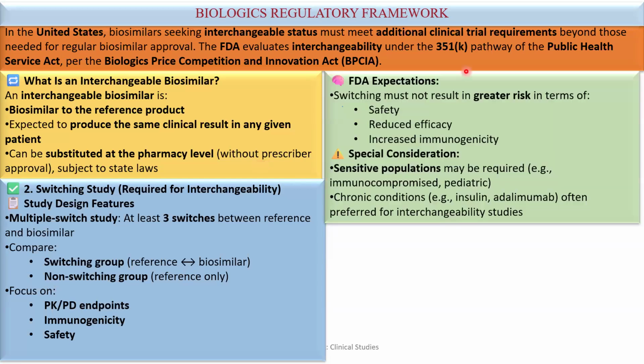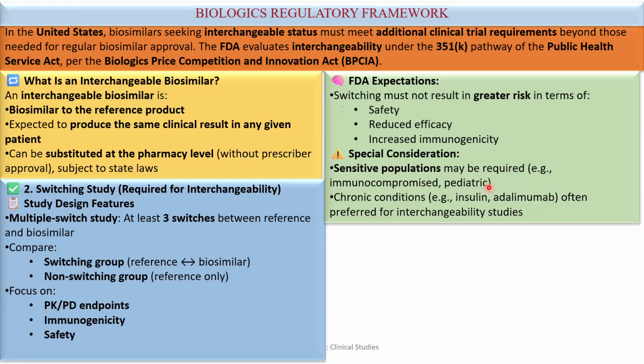So the FDA expectation is that switching must not result in greater risk in terms of safety, any reduced efficacy or increased immunogenicity. This should not happen. And special consideration of sensitive populations may be required. For example, compromised patients, pediatric conditions or chronic conditions; insulin and adalimumab are often preferred for interchangeable studies.